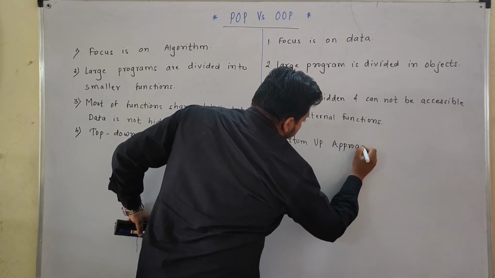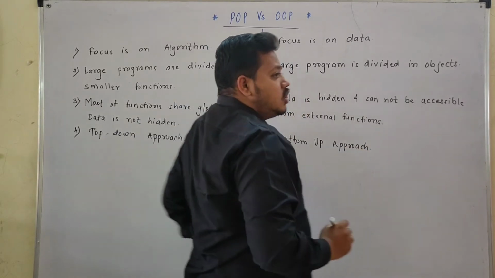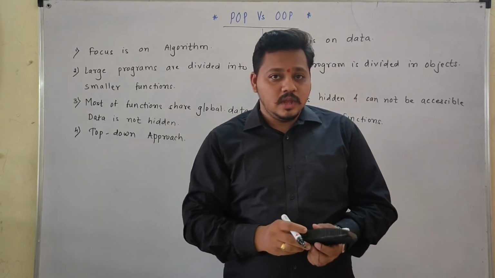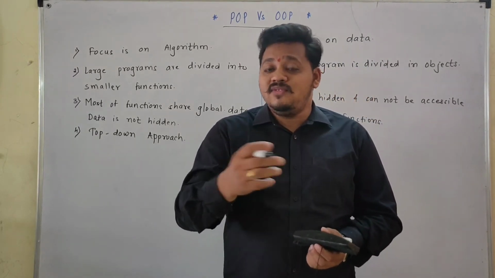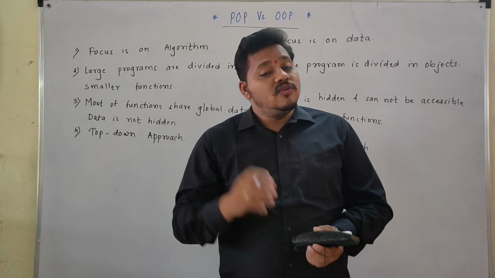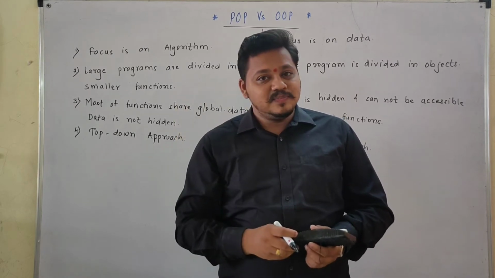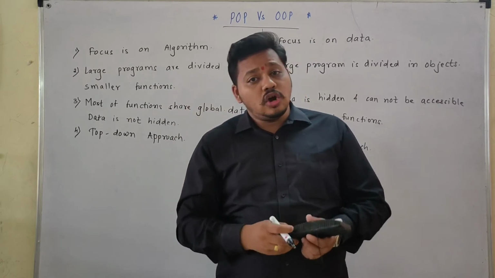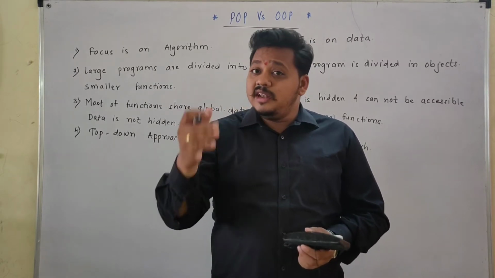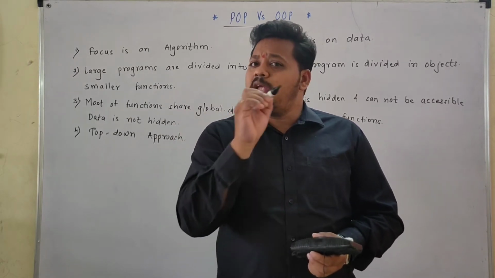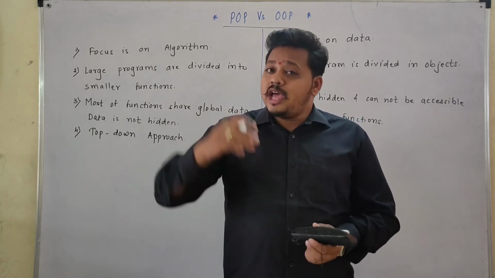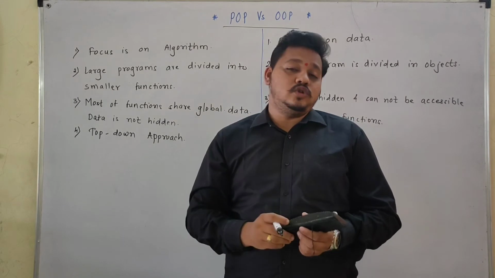Bottom-up approach is used. So students, here top-down approach means what? We have seen the program of C. In a C program, first we declare the header files such as #include <stdio.h>, #include <conio.h>. After that, we write the main function, and from that main function the program execution starts. So the approach used was top-down approach.